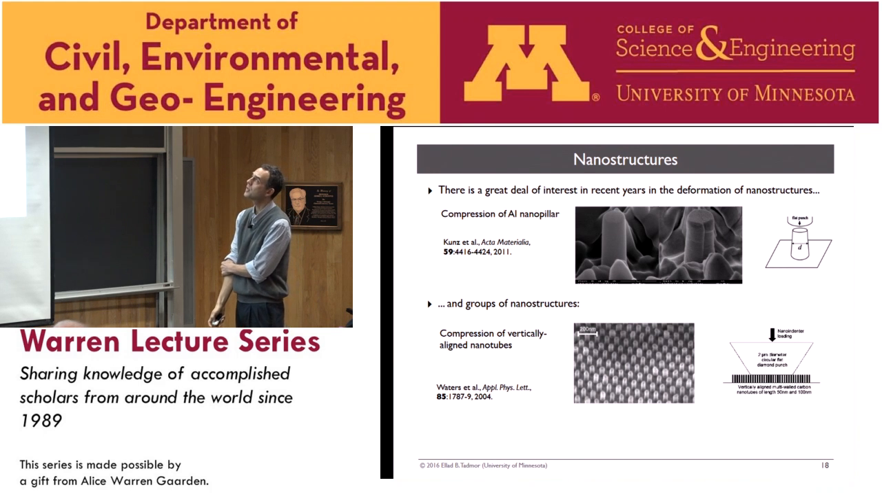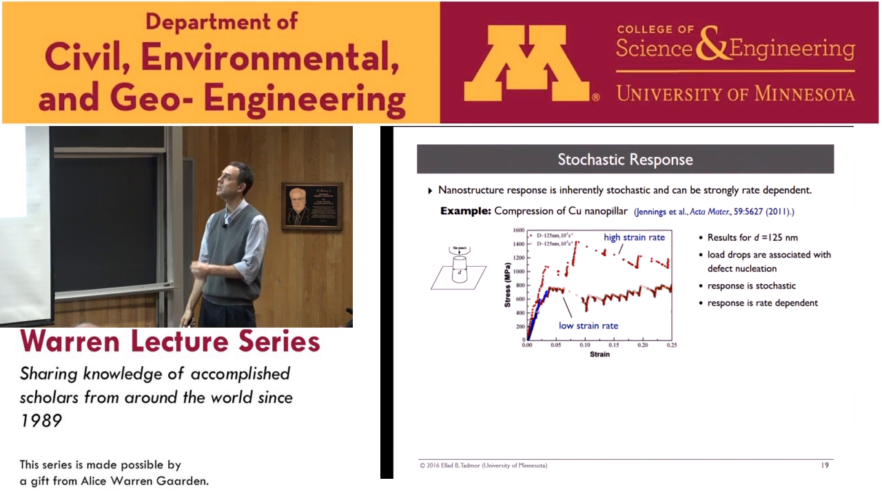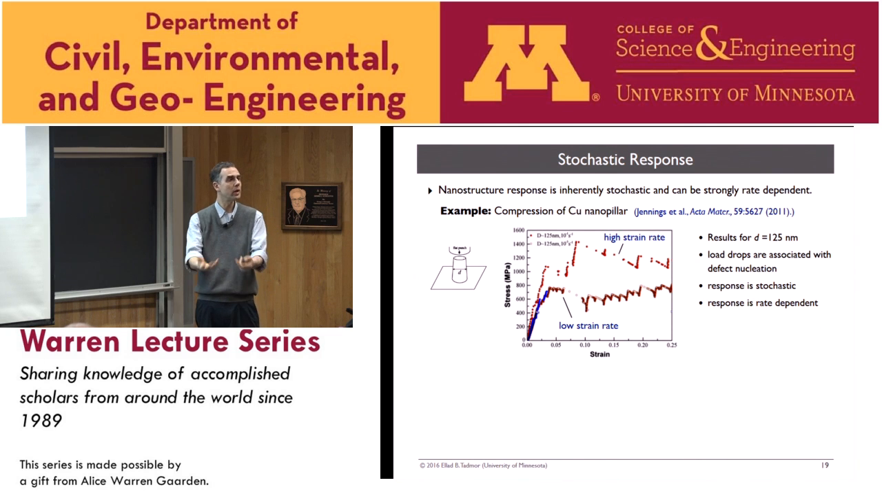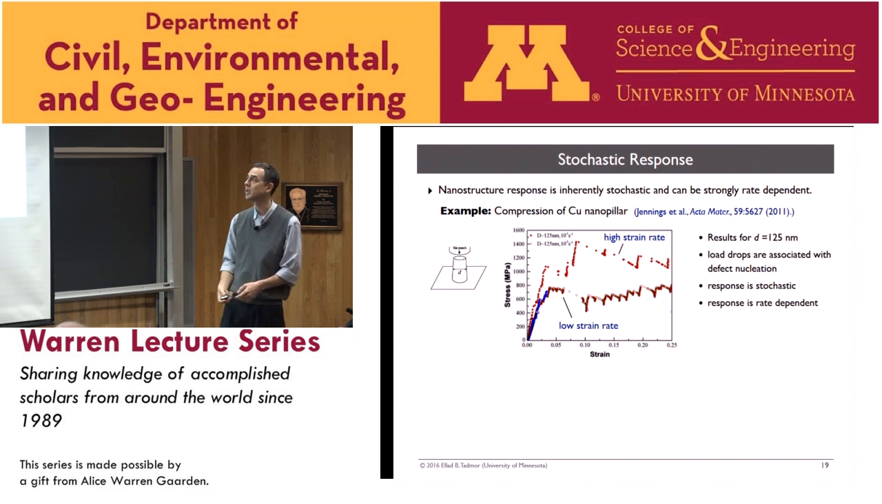Now, one of the things that you notice is that the effect is highly stochastic and highly rate dependent. So these are the results. I think these are from Julia's group. And you can see that this is a little nanocolumn of this diameter, 125 nanometers. And they push on it. This is stress versus strain. And you can see it goes up, and then there are these drops. And those drops are associated with nucleation of defects. Dislocation nucleates, little microcrack forms, things like that.